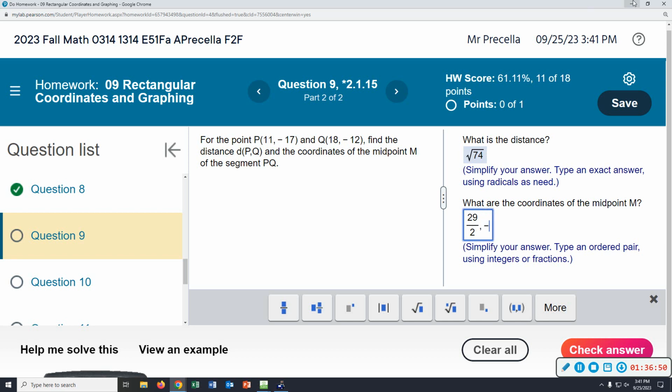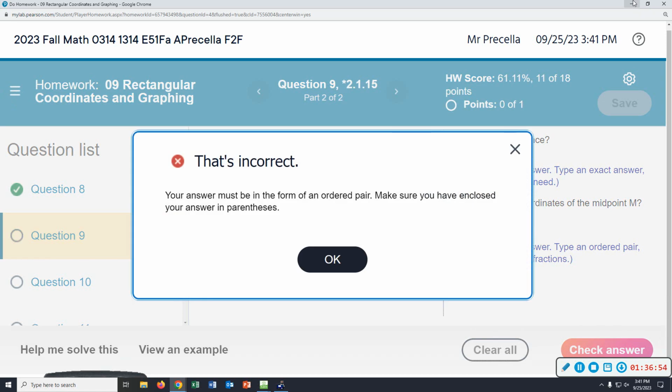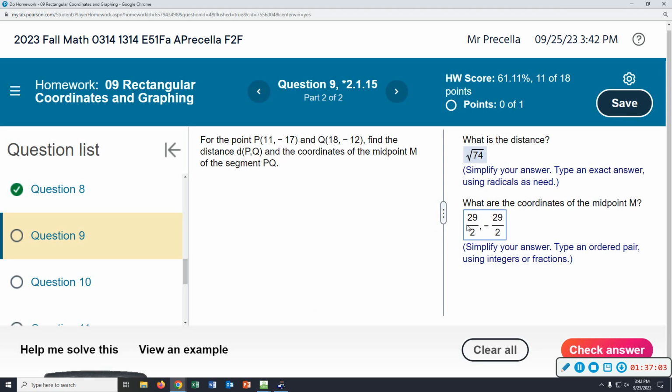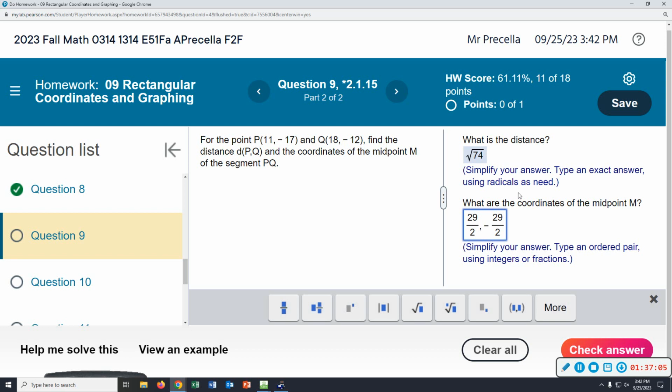29 over 2, comma, negative 29 over 2. And that is wrong. Why? Make sure you've enclosed your answer in parentheses. We didn't have it enclosed in parentheses.